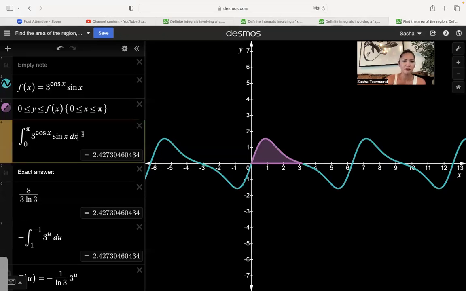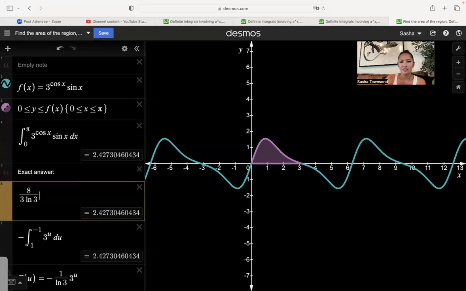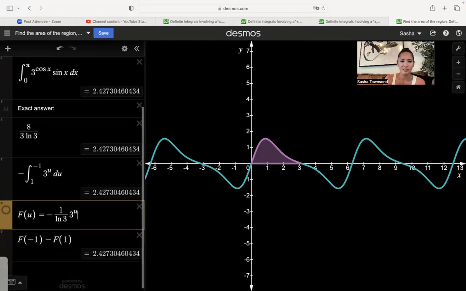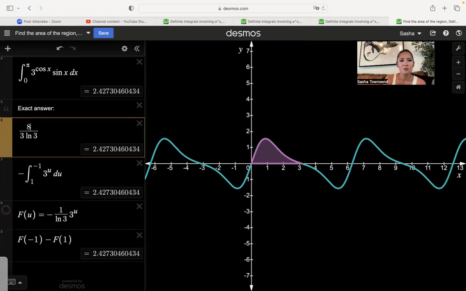So we said, this is our definite integral. We used a u-substitution to get an exact answer of 8 divided by 3 times the natural log of 3. And the decimal approximation of our exact answer is the same as the decimal approximation of the integral. When we did the u-substitution, we let u equal cosine of x, and the integral became this integral in terms of u. After we computed the antiderivative, we got this function, and if we evaluate the antiderivative at the endpoints and subtract, we get the same value. All of those values are the same, so we get approximately 2.427 as the area under the curve.